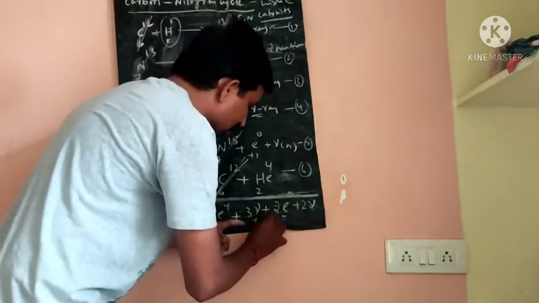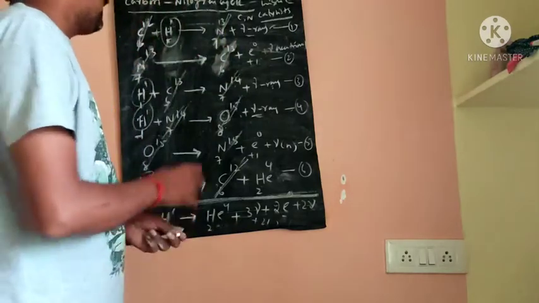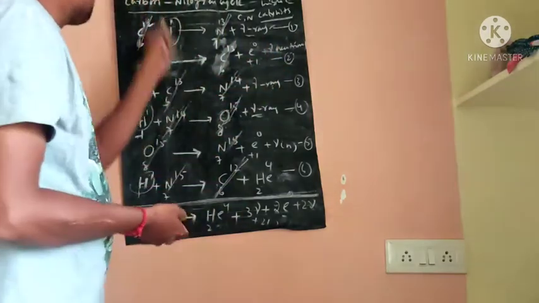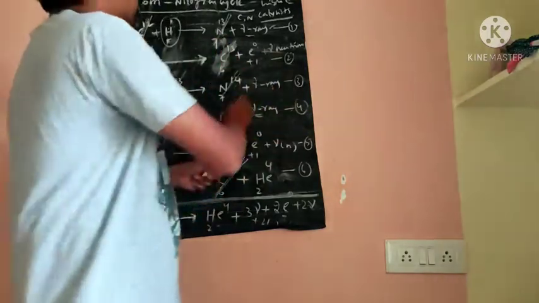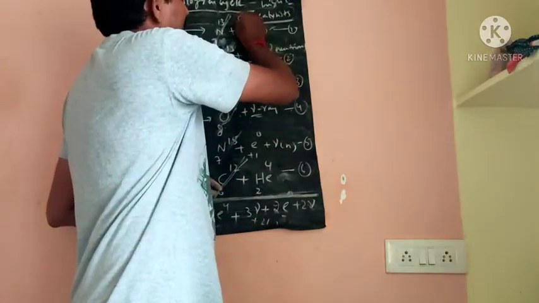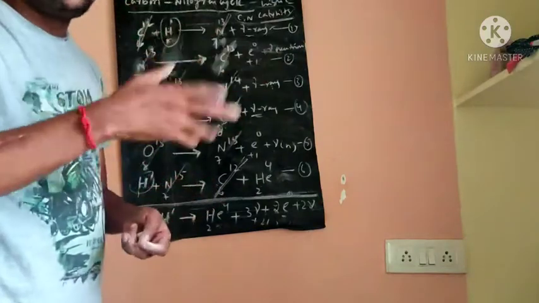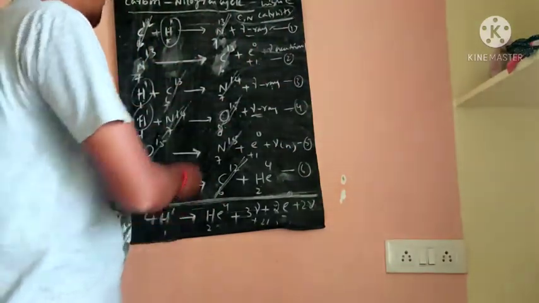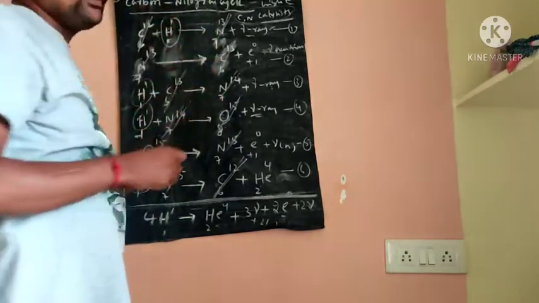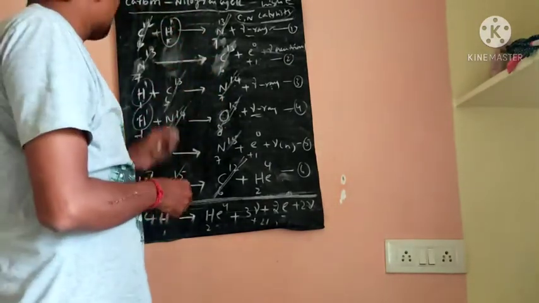Nearly 26.7 mega electron volts of energy is liberated in the carbon-nitrogen cycle. In the carbon-nitrogen cycle, carbon and nitrogen are the catalysts. They can increase the rate of reaction. It occurs on the high temperature surface of the sun and high temperature stars.